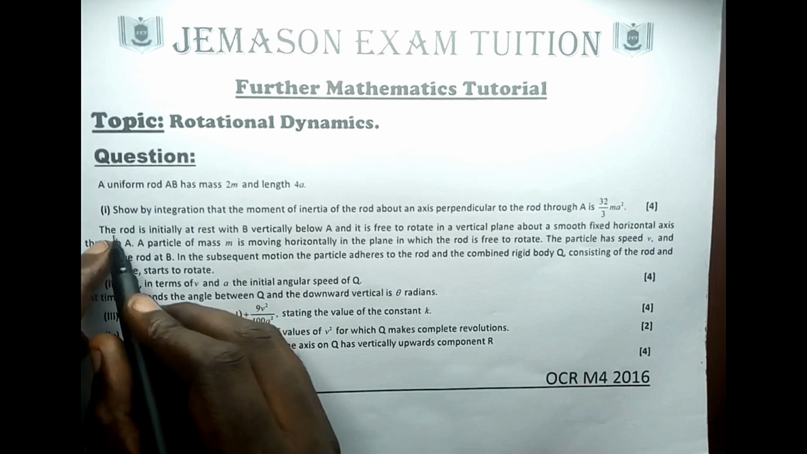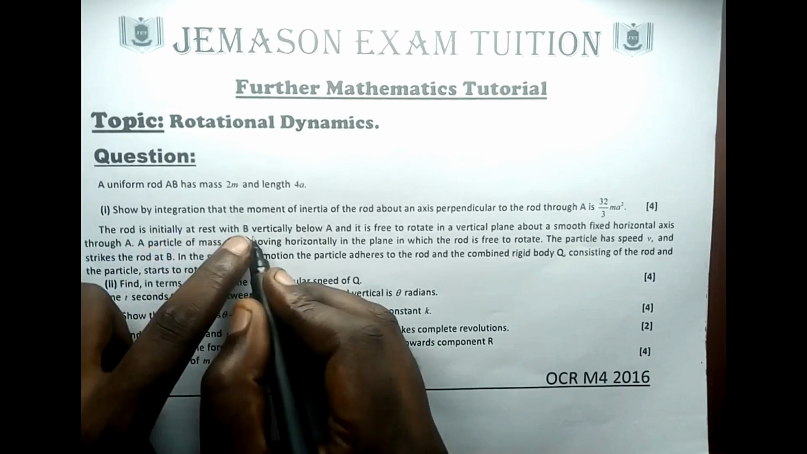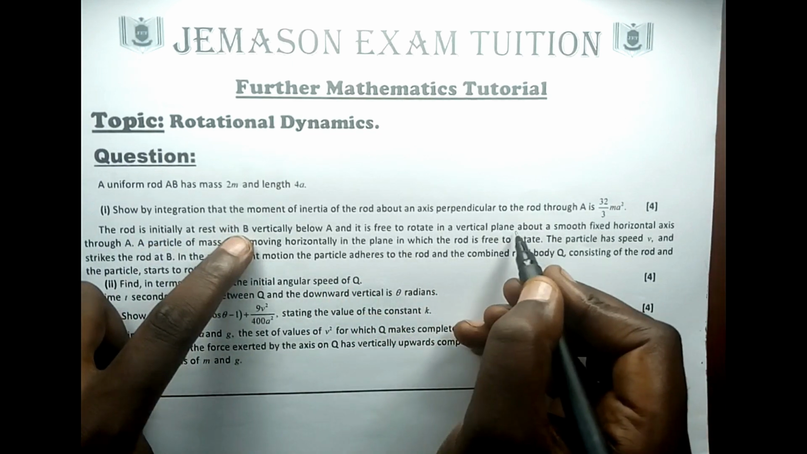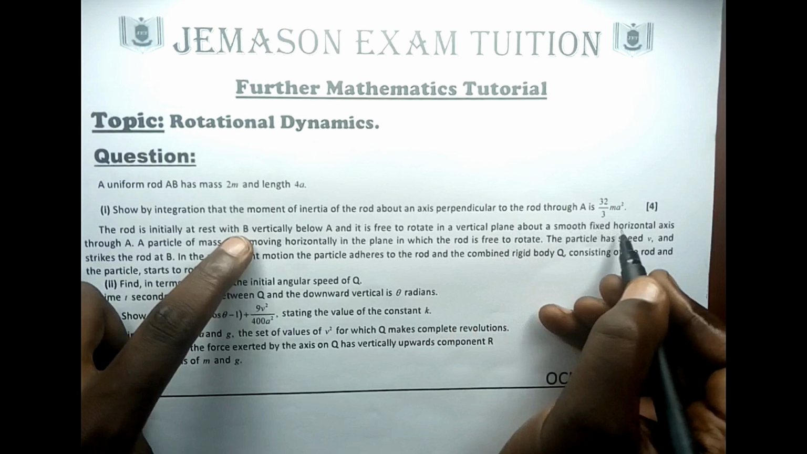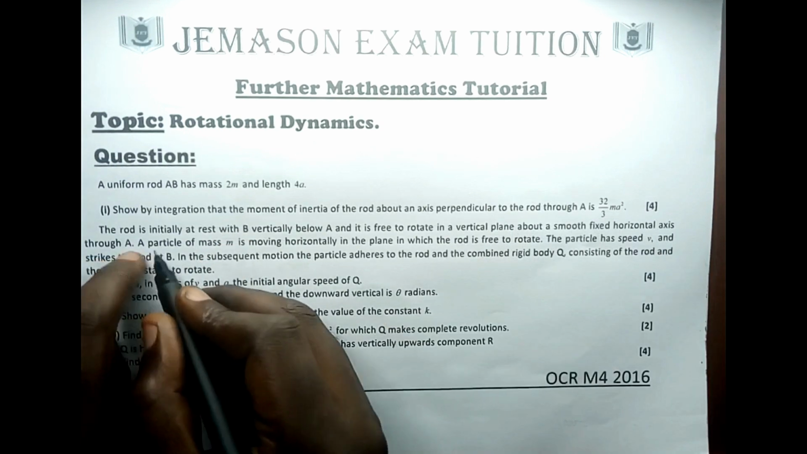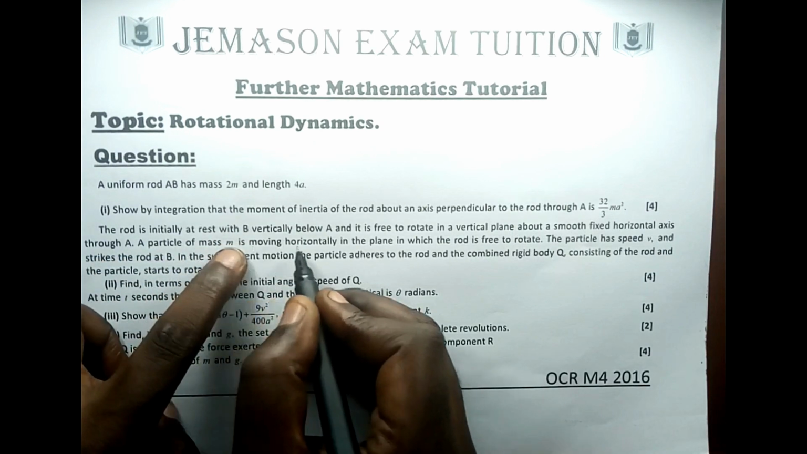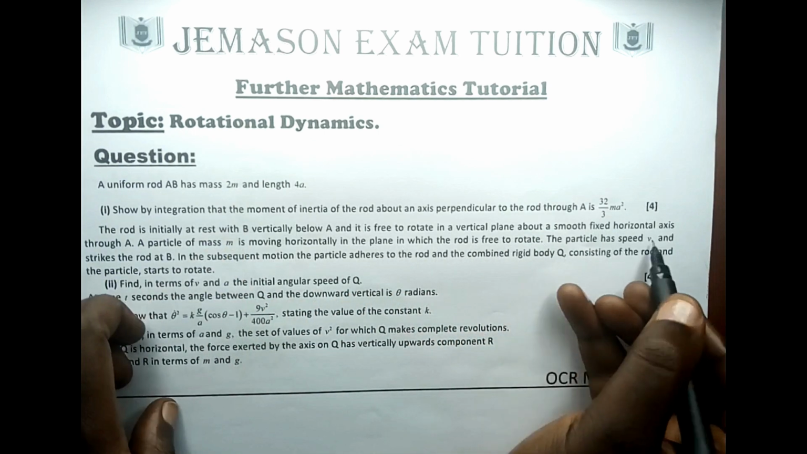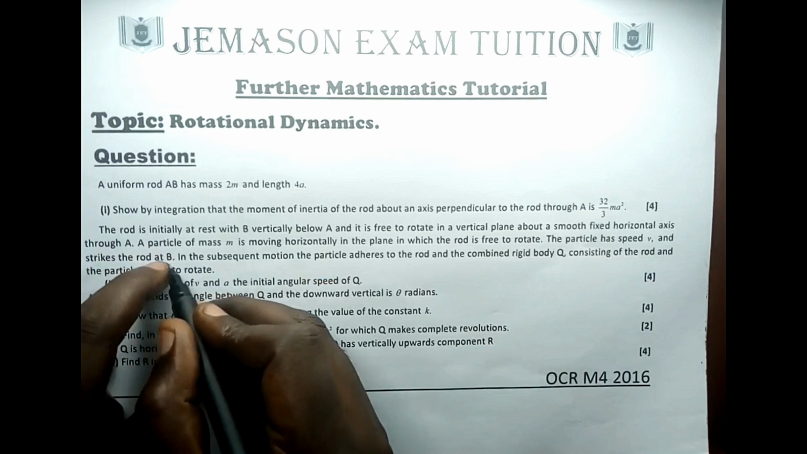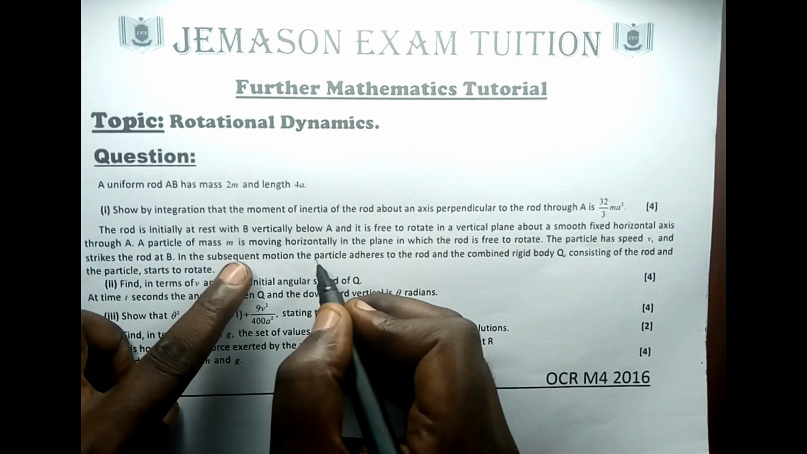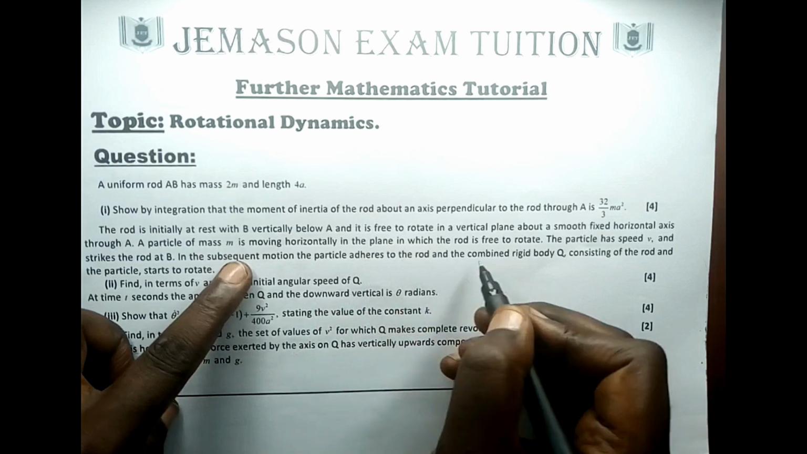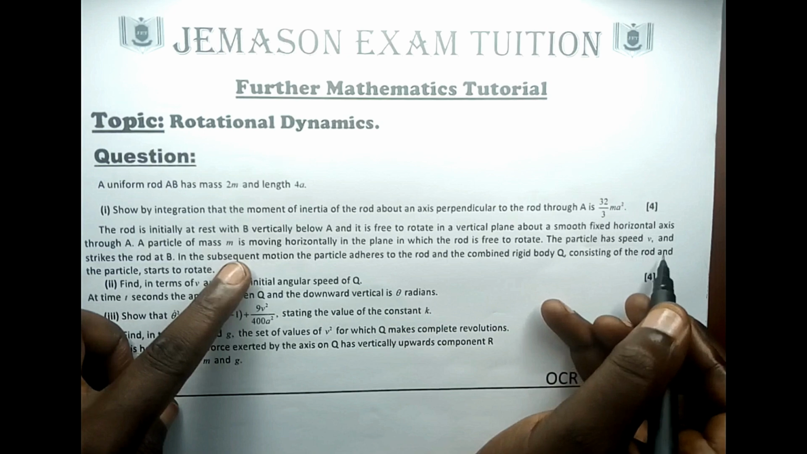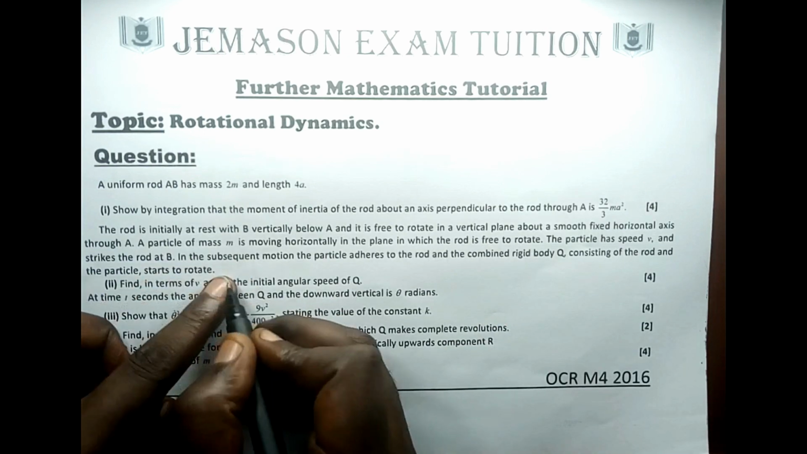In the next part, the rod is initially at rest with B vertically below A, and it is free to rotate in a vertical plane about a smooth fixed horizontal axis through A. A particle of mass m is moving horizontally in the plane in which the rod is free to rotate. The particle has speed v and strikes the rod at B. In the subsequent motion, the particle adheres to the rod and the combined rigid body, consisting of the rod and the particle, starts to rotate.